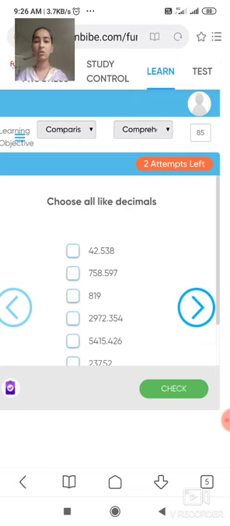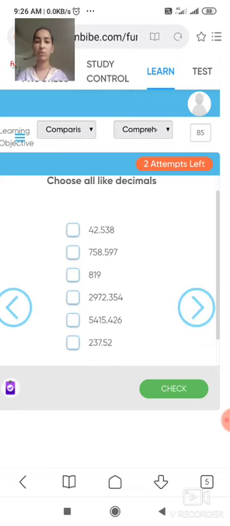Now only we have solved that type of example, okay? Now you can see the first, second, then the fourth one, then fifth one. Only these 4 are like decimals, yes students, because the number of digits after the decimal are equal, okay?